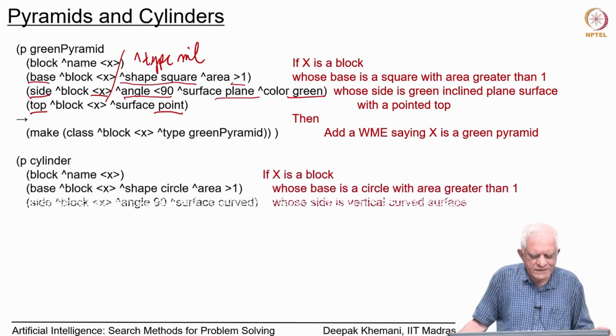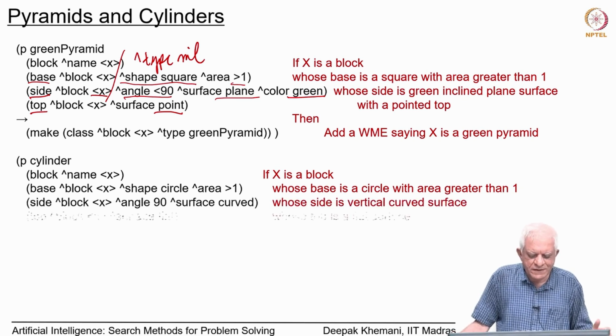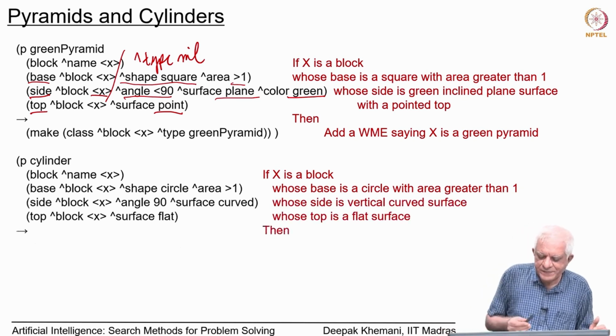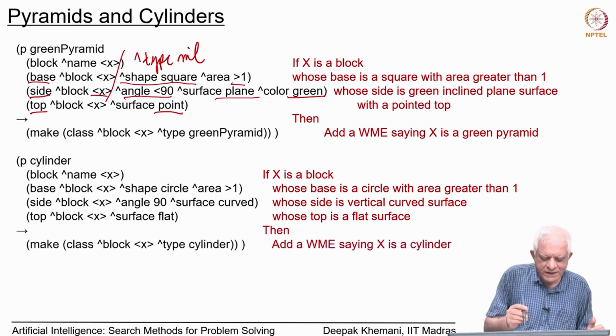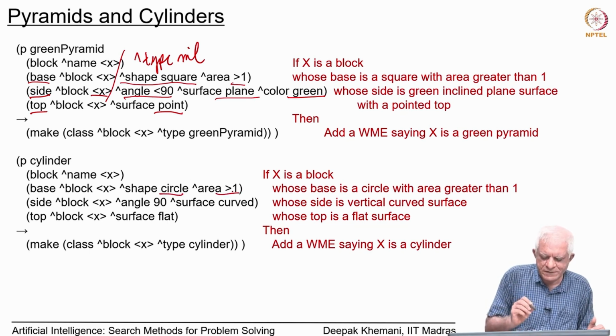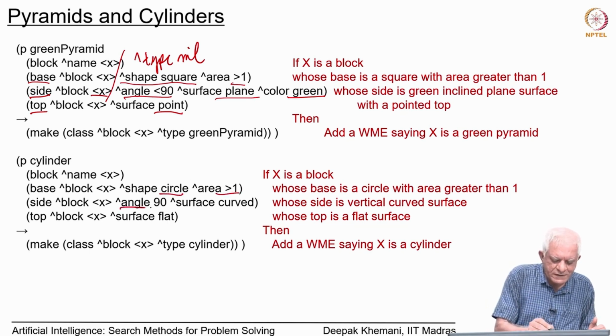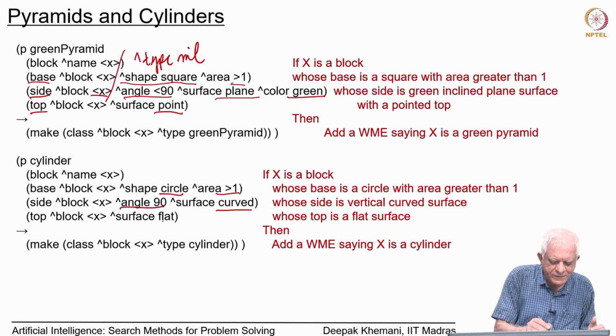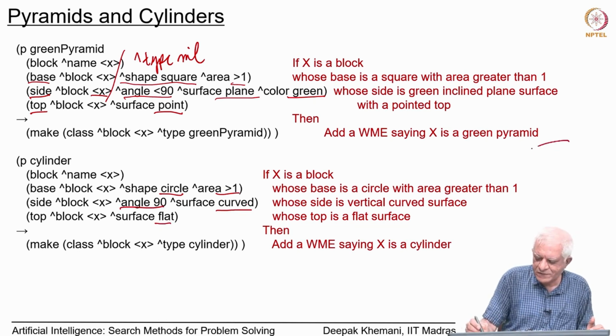Here is another rule which defines a cylinder. It says that if X is a block whose base is a circle with area greater than 1, whose side is vertical but curved, so the angle is 90, but the surface is curved, and whose top is a flat surface, as you can imagine a cylinder. How does a cylinder look? Like this.